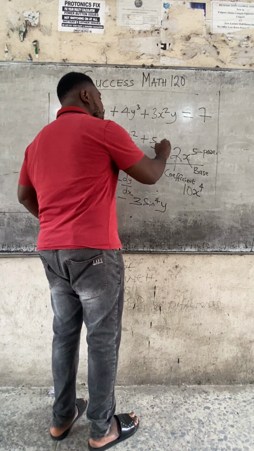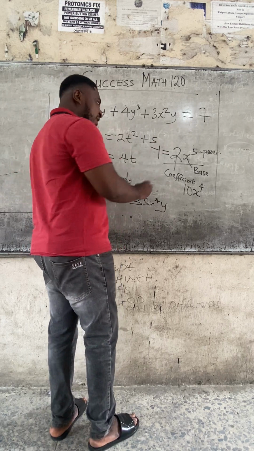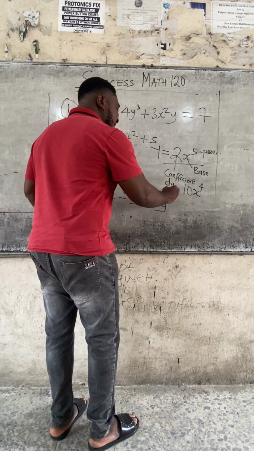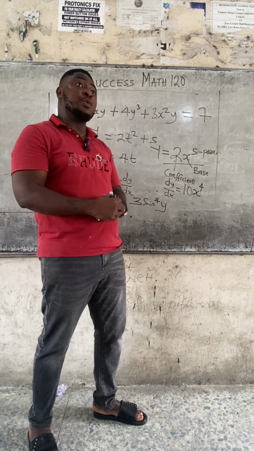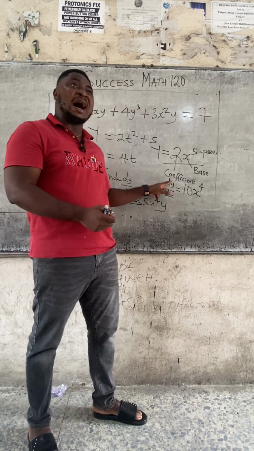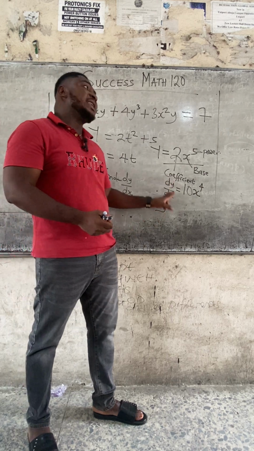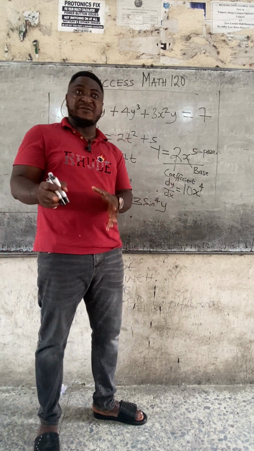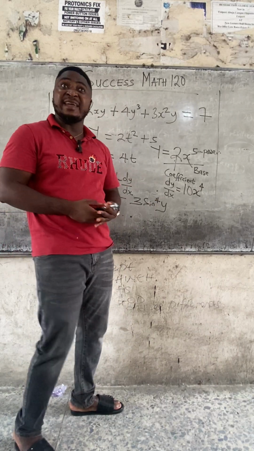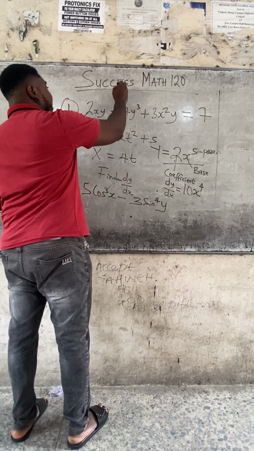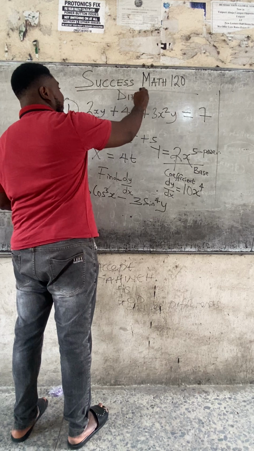So class, if you have a function y equals to 2x raised to power 5, then we'll say dy dx equals to 10x raised to power 4. Class, the symbol or the expression we use to represent derivative is dy dx. We use dy dx to represent derivative or differentiation. Another name for differentiation is derivative.